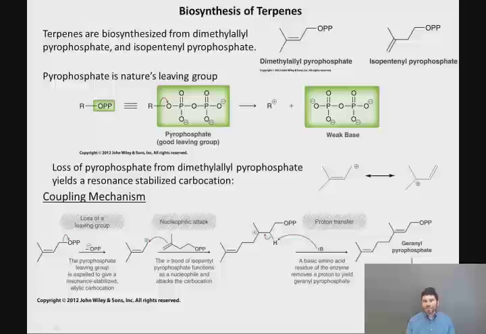Okay, so that's terpenes for you, and our next stop in our tour through the lipids is going to be phospholipids and related compounds.